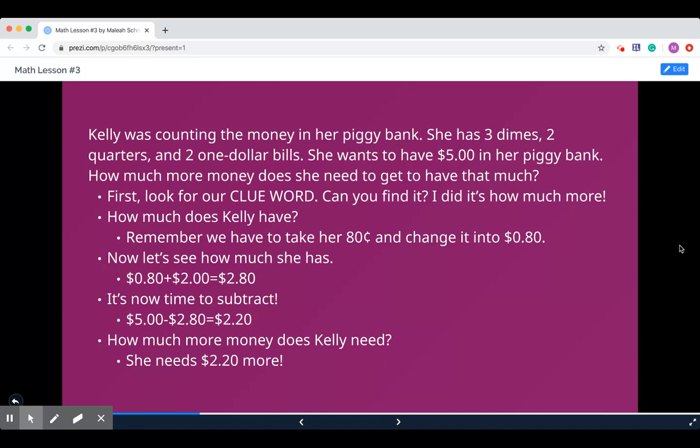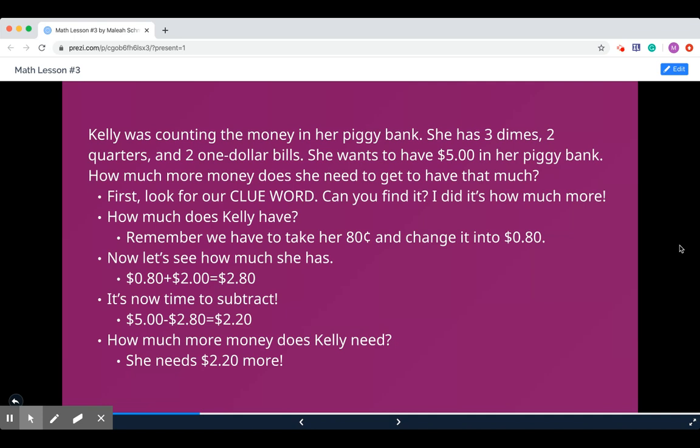Kelly was counting the money in her piggy bank. She has 3 dimes, 2 quarters, and 2 $1 bills. She wants to have $5 in her piggy bank. How much more does she need to get to have that much? So first, let's look for our clue word. Can you find it? Oh, I did. It says how much more.